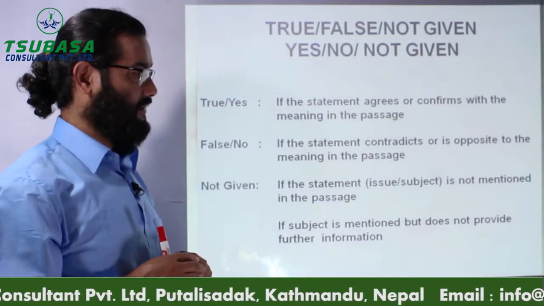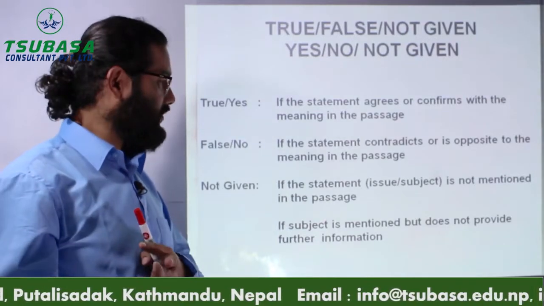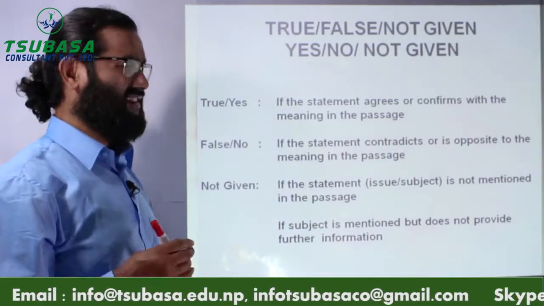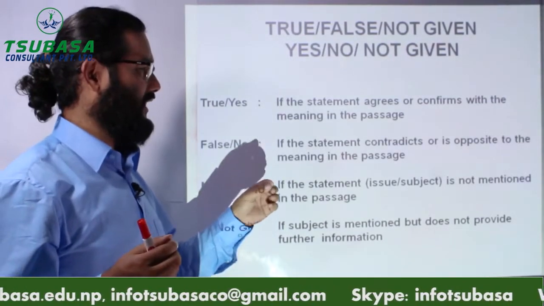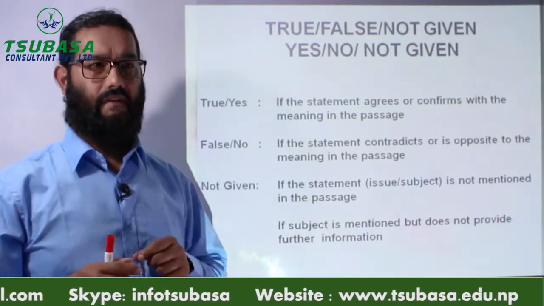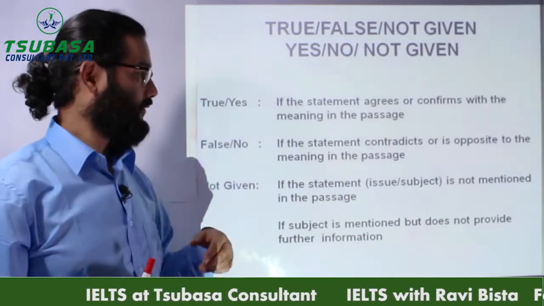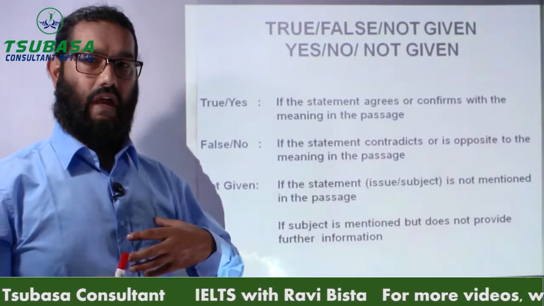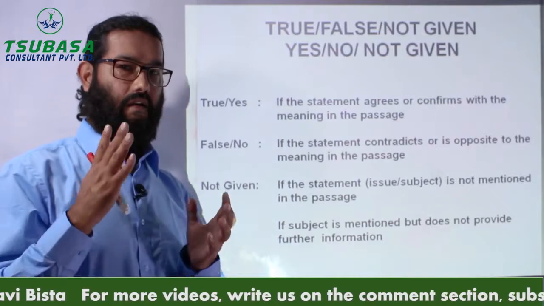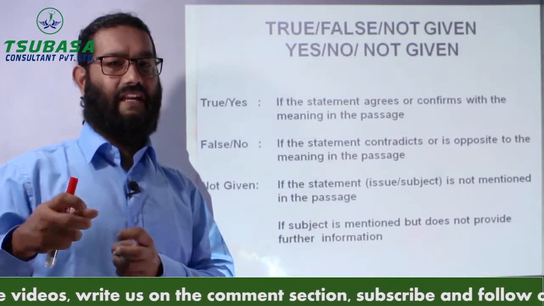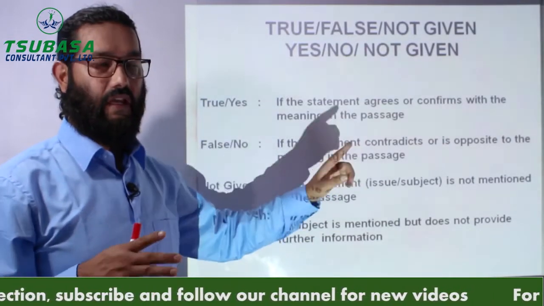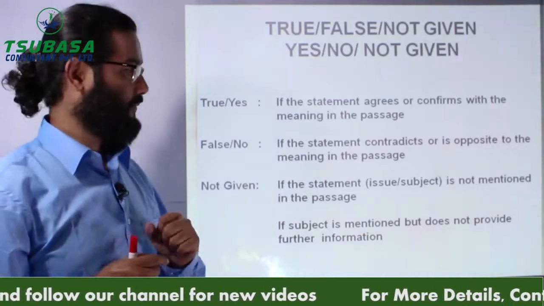If the statement contradicts or is opposite to the meaning in the passage, you write false or no. Now, there's slight difference between contradictory and opposite, but again, you could take it as synonyms. Opposite is like fast, slow. Contradict is, I wish to go to a fast food restaurant, I wish to eat at my friend's home. So this is not opposite, this is contradictory. In any case, it's either false or no.